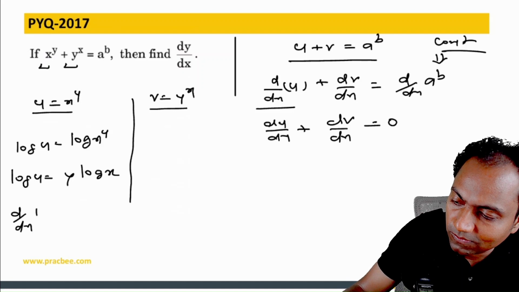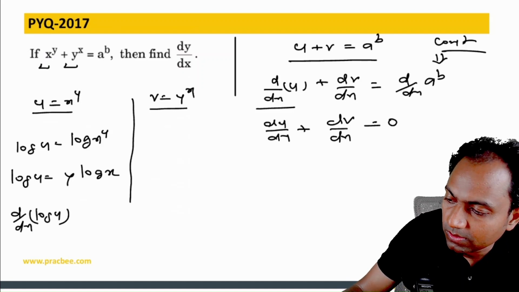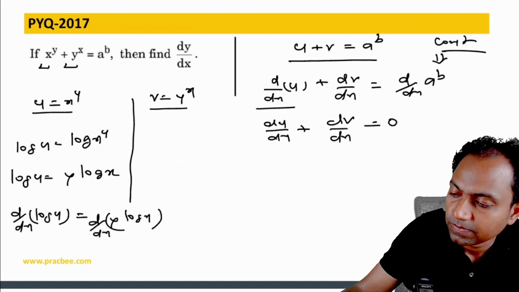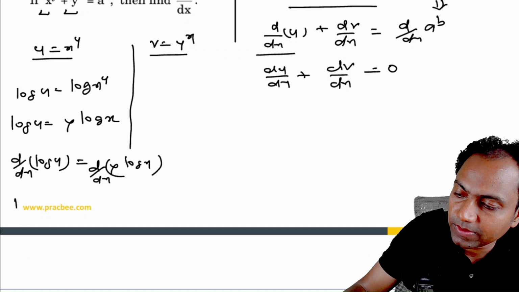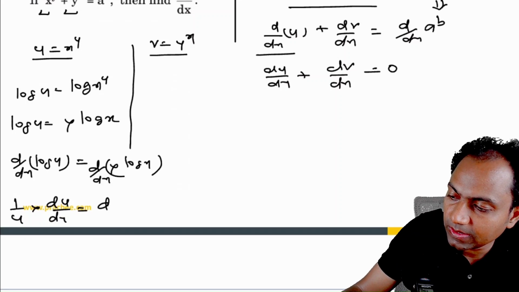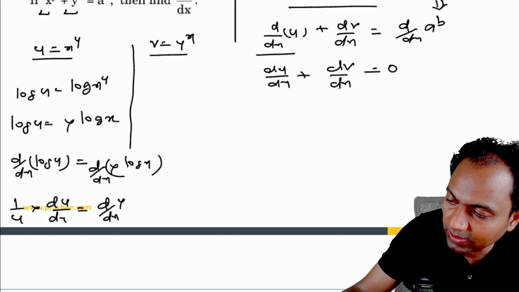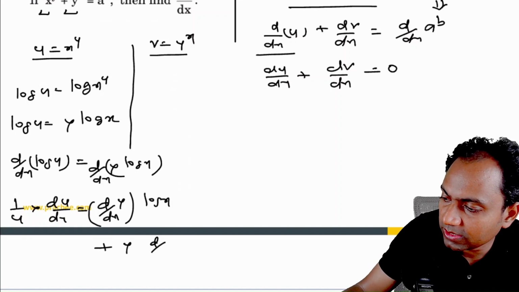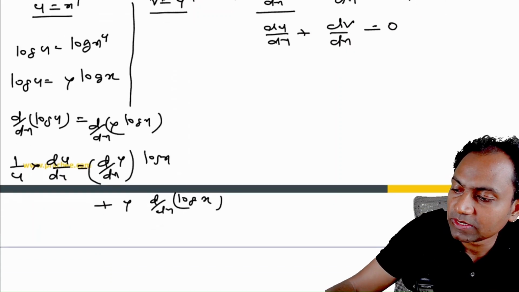by dx of log u is equal to d by dx of y log x. So if I differentiate the left hand side, it becomes 1 by u and then derivative of u with respect to x. Here we'll have to apply product rule. So dy by dx into log x, and then plus y times d by dx of log x. If I simplify, what am I getting?